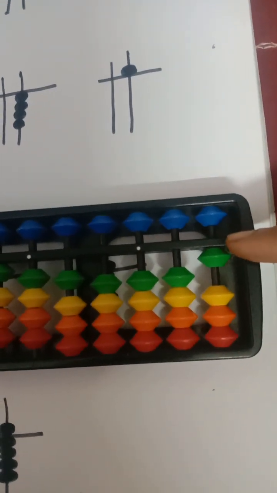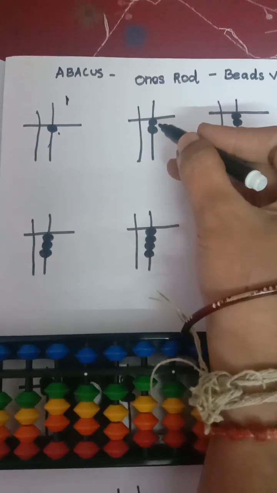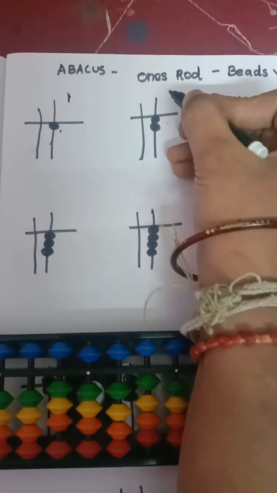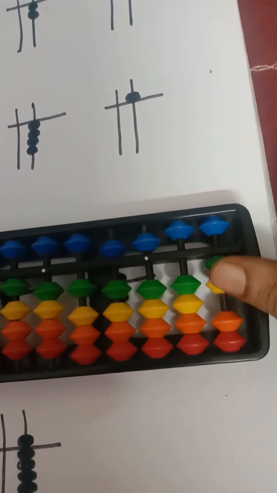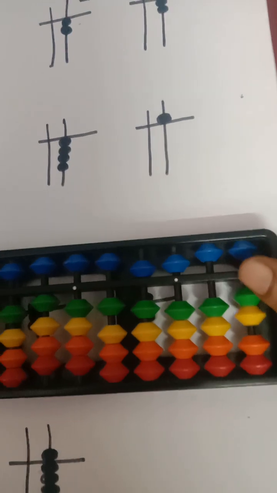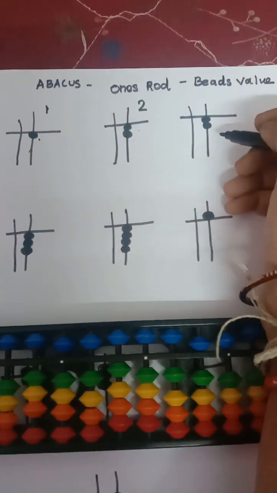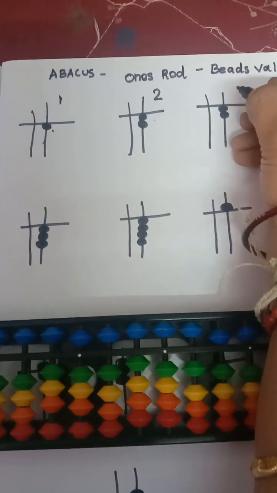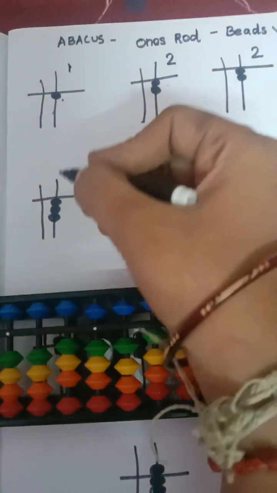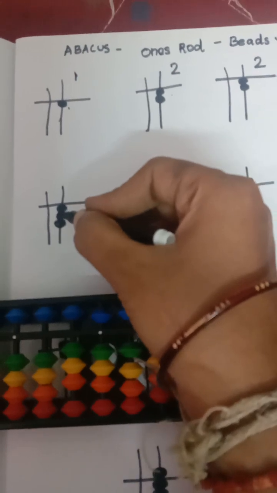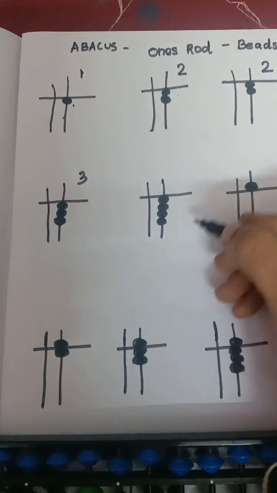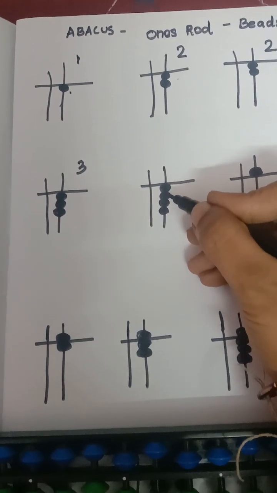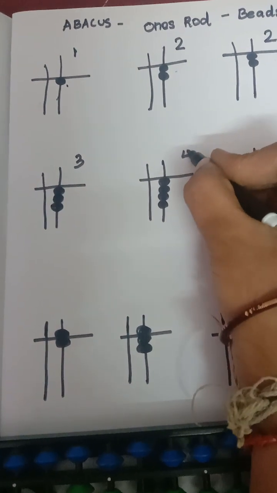Look at this. How many beads touching? 1. So, the answer is 1. Now, second. How many beads touching? 1, 2. So, the answer is 2. Look. How many beads touching? 2. Okay. Now, how many beads touching? Again, 2. Now, how many beads touching? 1, 2, 3. 3 beads. So, the answer is 3. Now, how many beads touching? 1, 2, 3, 4. 4 beads.